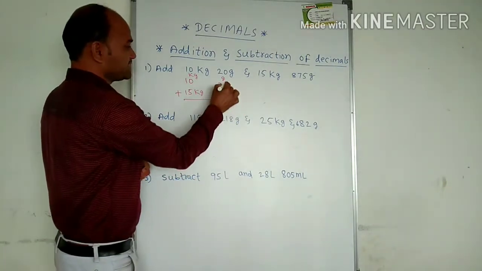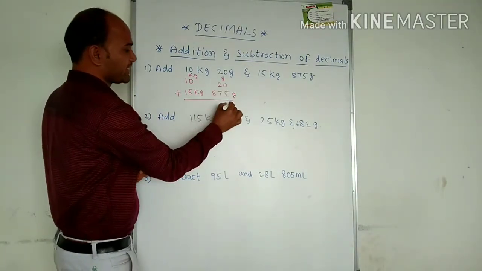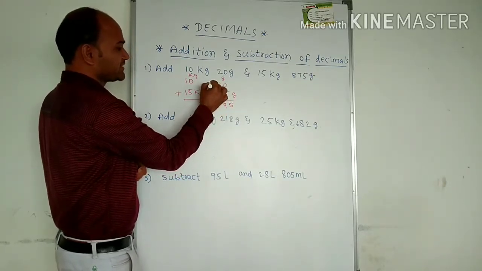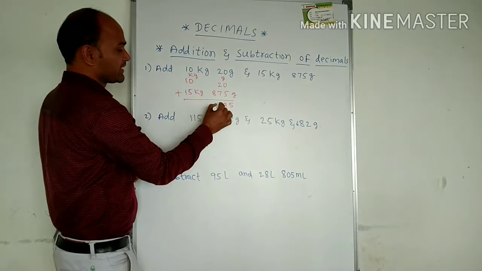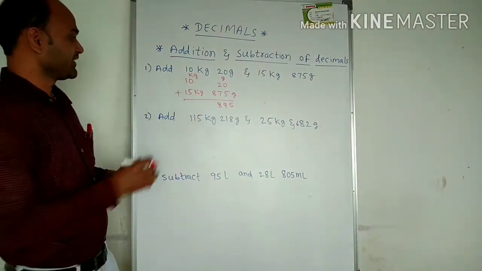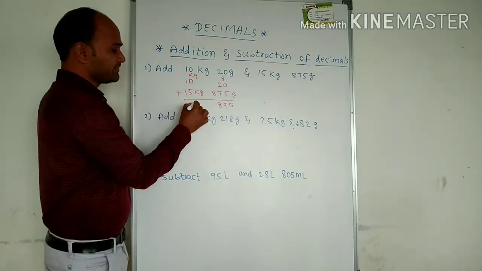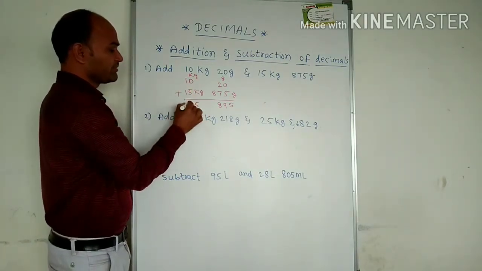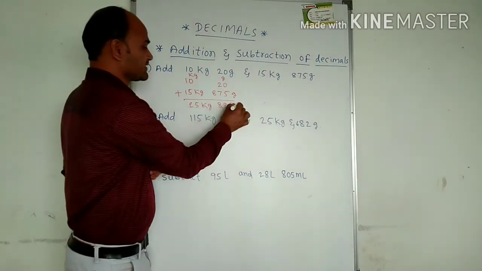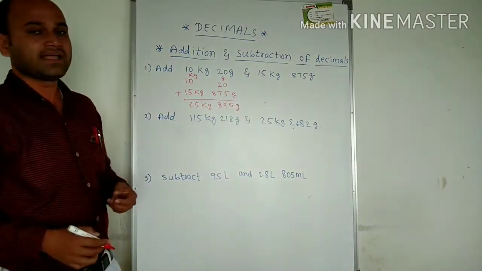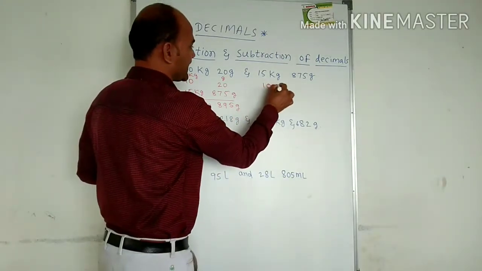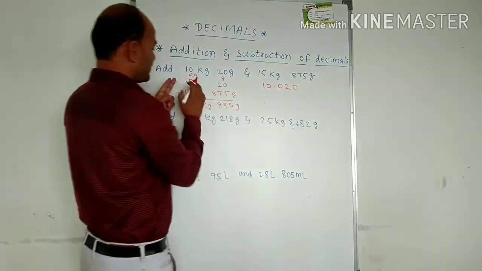Let me see: 0 and 5 becomes 5. 2 plus 7 becomes 9, and here nothing, so take 0, and 8 plus 0 becomes 8. Then 10 kg plus 15 kg: 0 plus 5 becomes 5, and 1 plus 1 becomes 2. 25 kg, 895 gram.